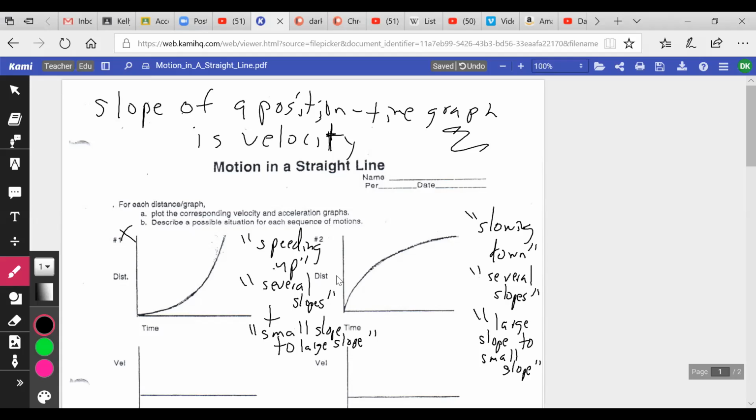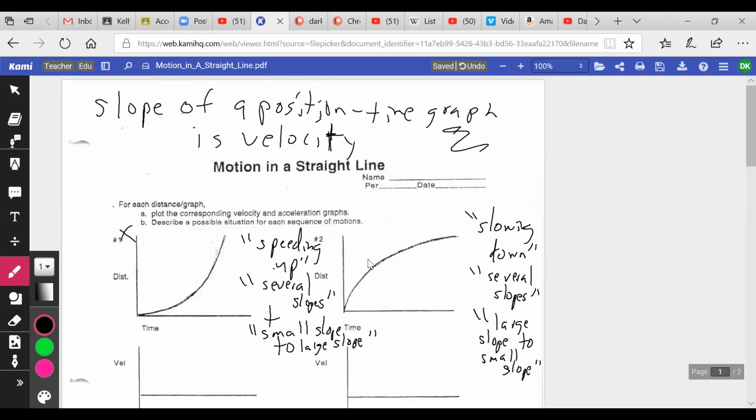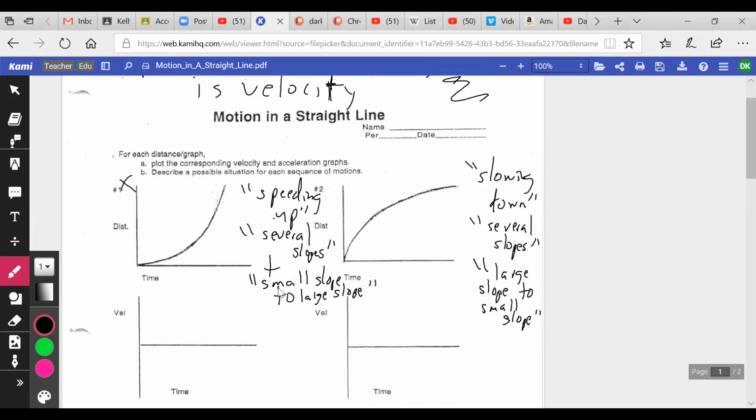So let's come back over here to the left. So from small slope to large slope. We know by definition that the slope of a position time graph is the velocity. Since these slopes go from small to large, what do you think the velocities are doing?